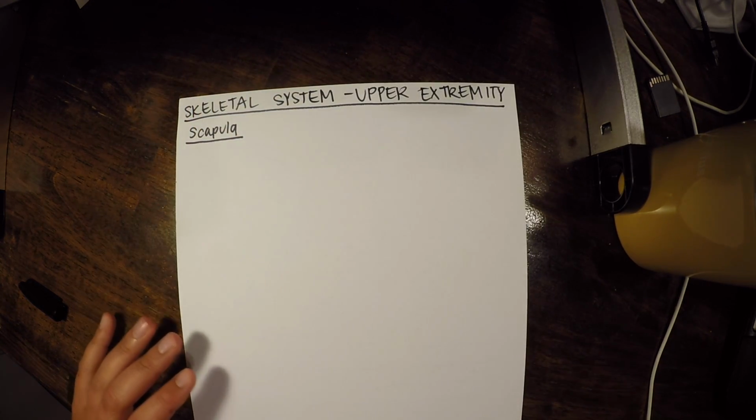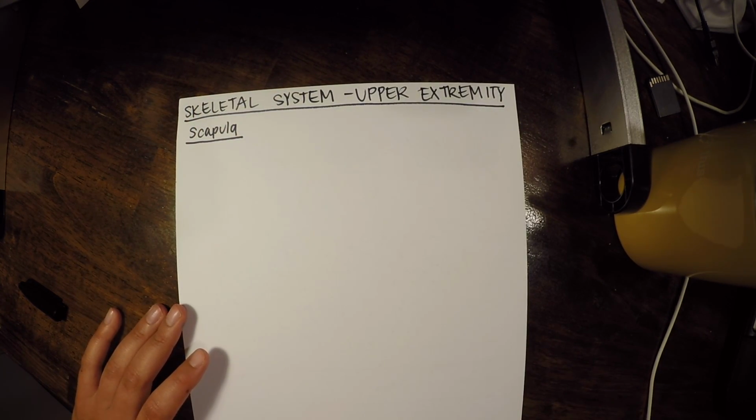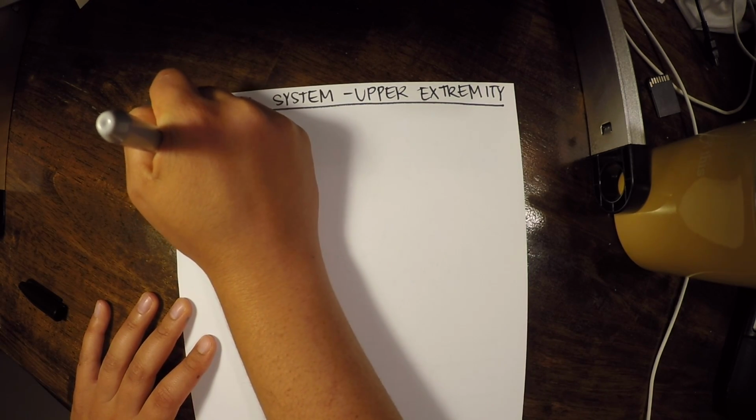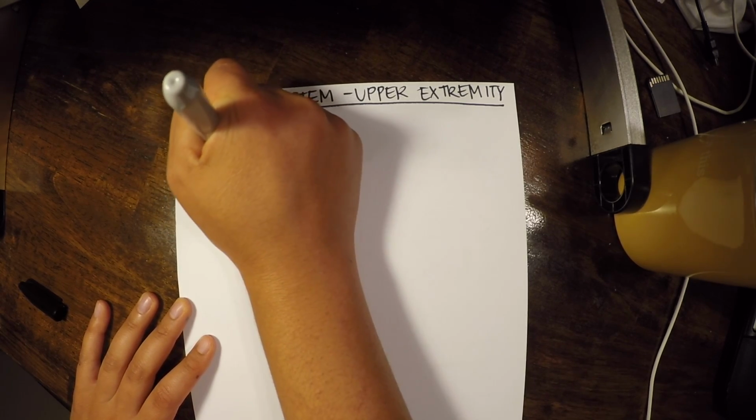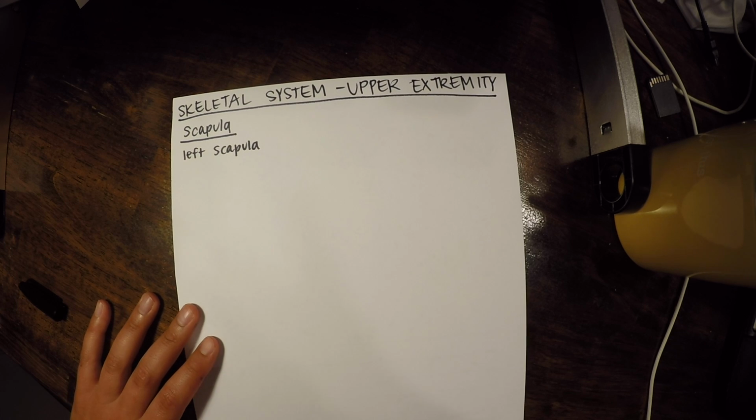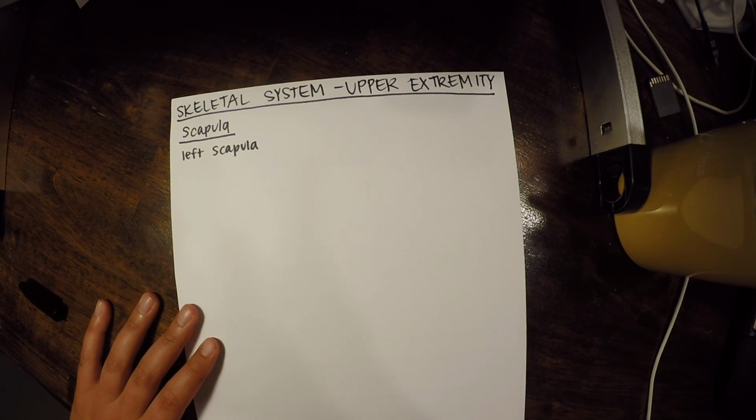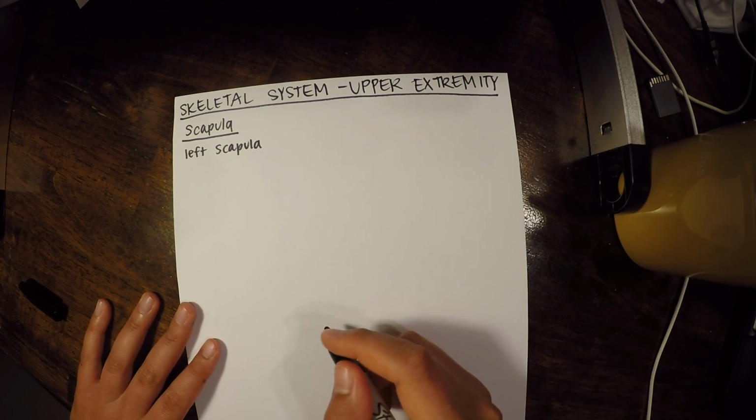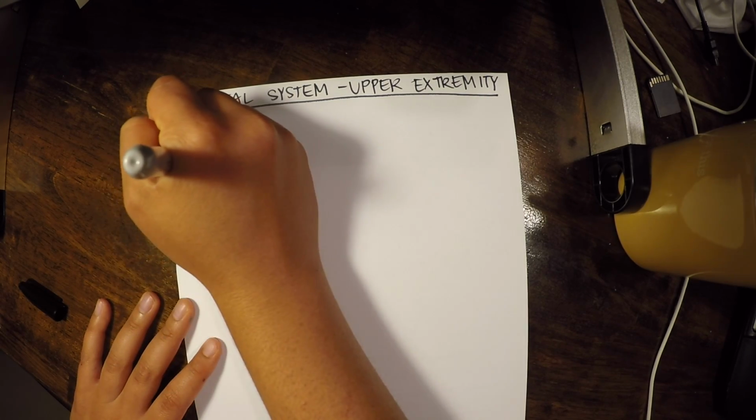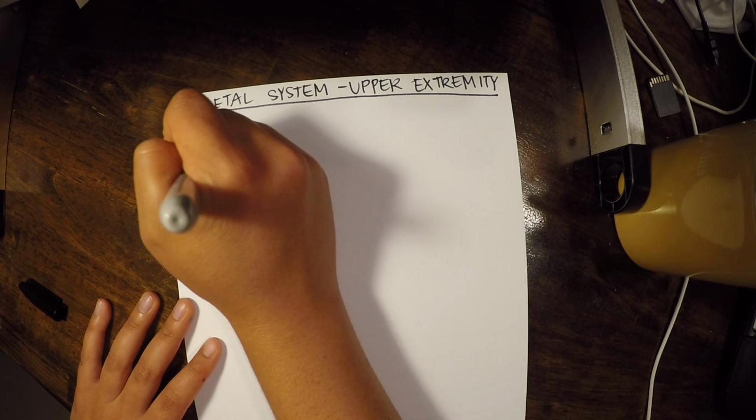For this, I'm going to actually draw two different views of it. Actually, essentially three different views. I'm going to draw the left scapula, just so you have a little reference of which side we're drawing. We could also do the right, but of course it'll be the same on the right side. So let's start by drawing an anterior view.